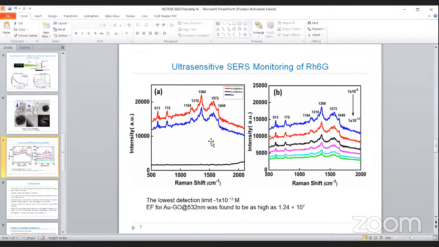In that, the peak 613 is allotted to the in-plane bending mode of the ring, and the peak at 775 per centimeter is due to the out-of-plane bending motions of the hydrogen atoms. And the rest of all the peaks are attributed to the aromatic stretching vibrations of the carbon atoms, sir.